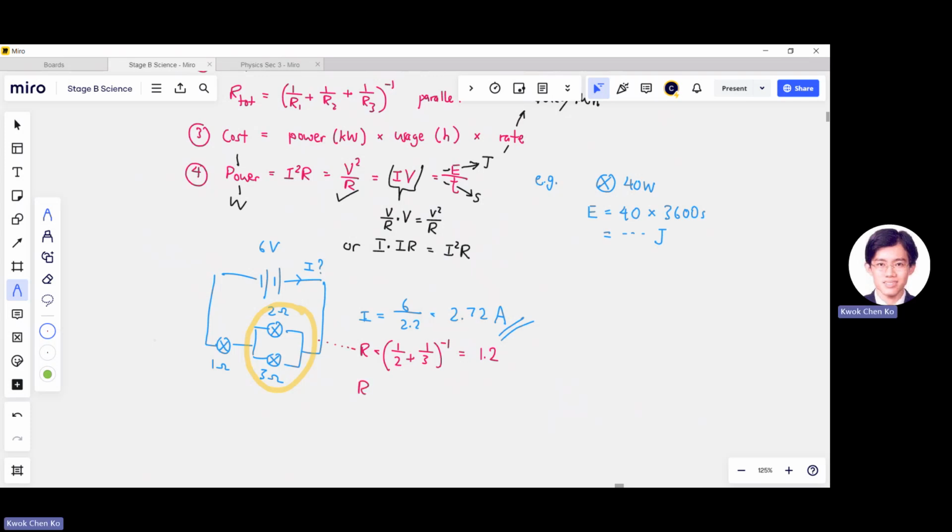But this chunk and this bulb are in series, so you can add them straight away. Therefore, it's 1.2 plus 1. That gives you a total of 2.2. That's how I get it. So try not to be careless.